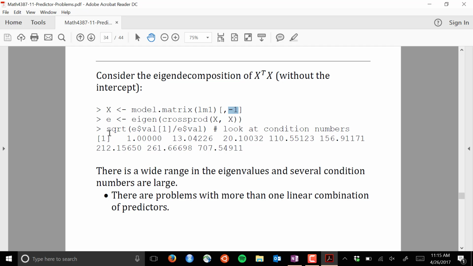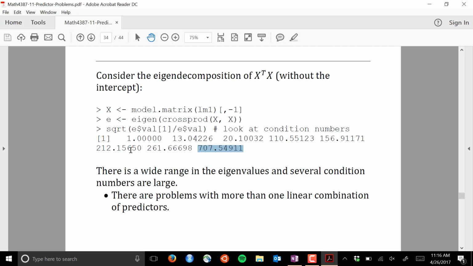And then lastly, I'm going to take the largest eigenvalue, divide it by all of the other eigenvalues, and take the square root of that ratio to get the condition indices. So this largest value right here, which is the square root of the ratio of the largest eigenvalue to the smallest eigenvalue, is the condition index. Then these are all the other condition indices. And you can see that we actually have several where the condition index is more than 30.